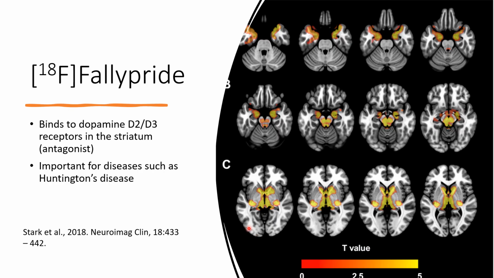Then a tracer that I just mentioned here is also fallypride, that binds to the dopamine D2 and D3 receptors. There is an article that you can have a look at. It's important for diseases such as Huntington's disease. Why I mention it is because there are really good GMP manufacturing recipes available for it. It is being used in clinics, but the clinical applicability of it I don't know at this point in time.